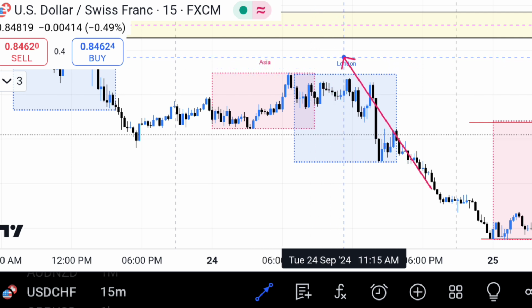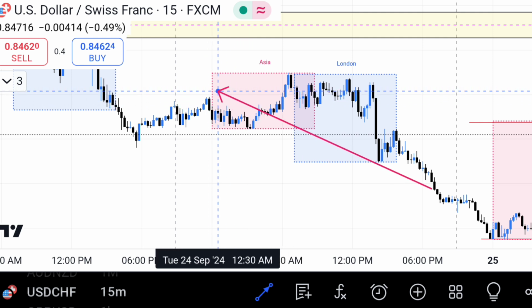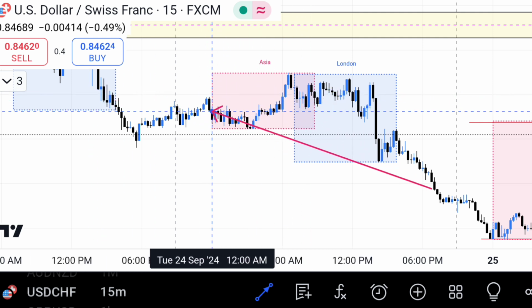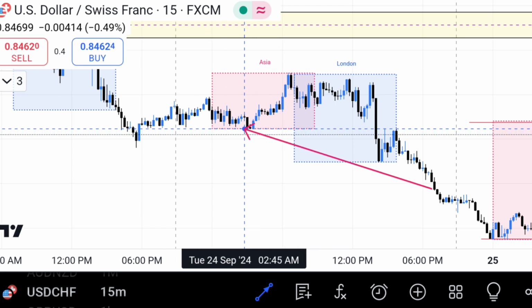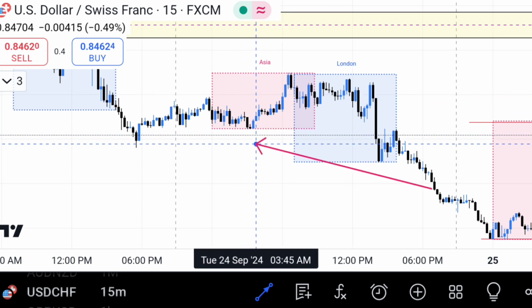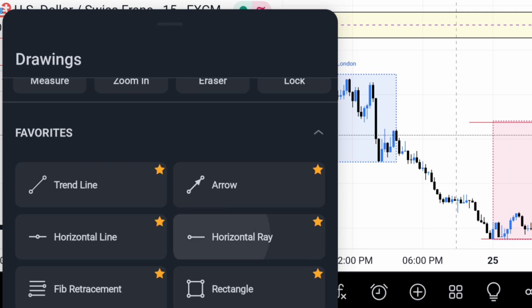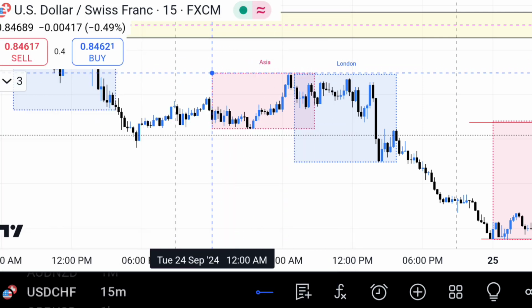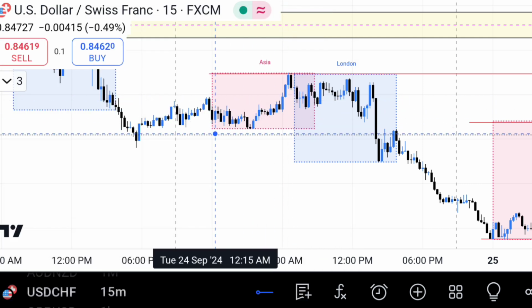Okay, so look at this example too. This is the Asian range. The indicator will mark the range for you. We have the high and the low. So what we're going to be doing is bring out the horizontal ray to mark out the high, and then we mark out the low.